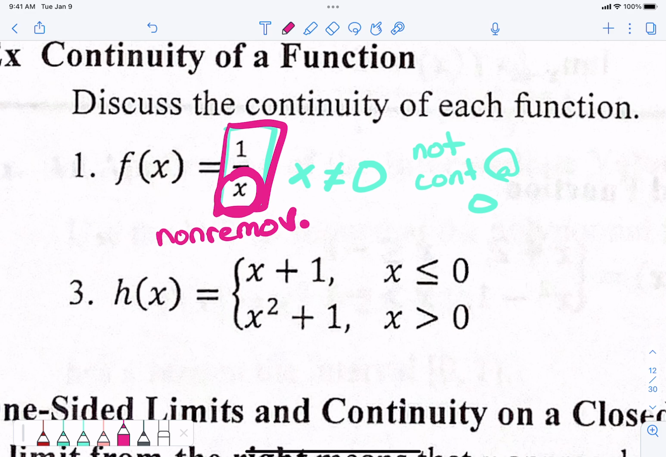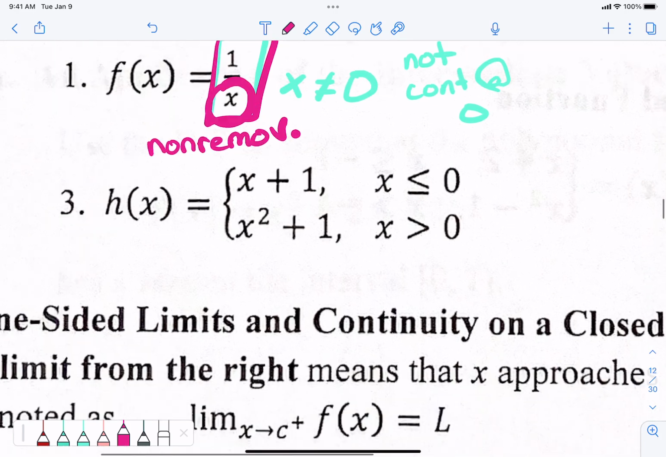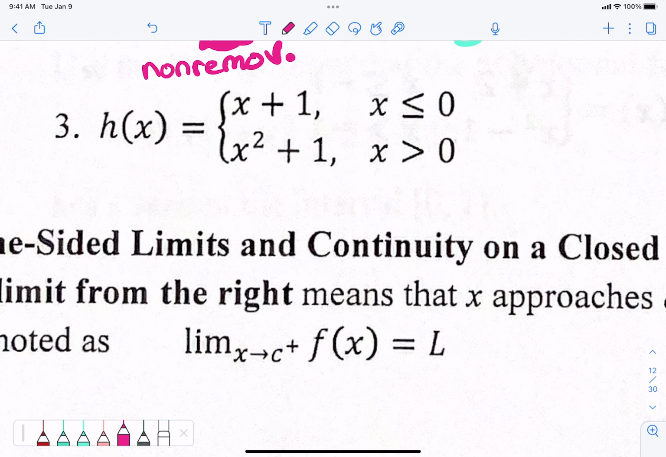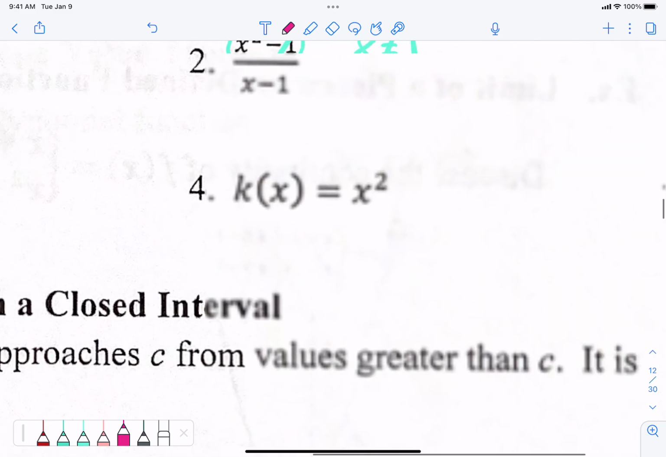Mega confusing. Is this the part where Mallory cried last year? No, I don't know. Actually, never mind, because I'm pretty sure that was like a lot of times. She got really stressed out about this. All right, number 3. This might be a confusing one. Okay, let's see what 4 does.